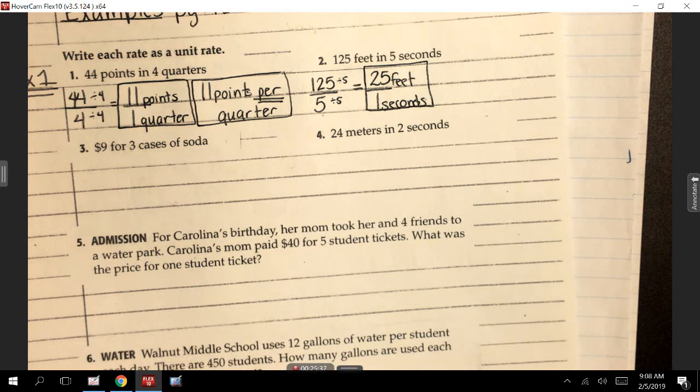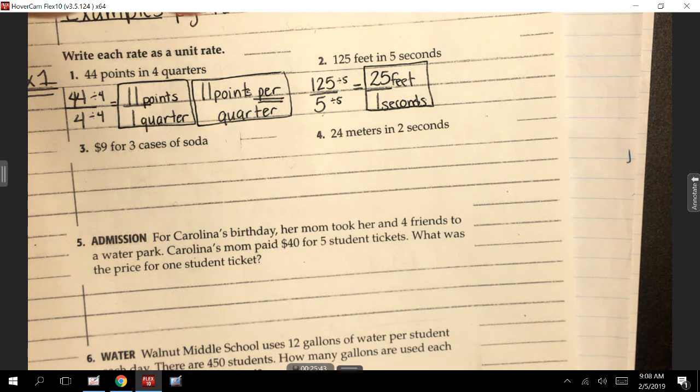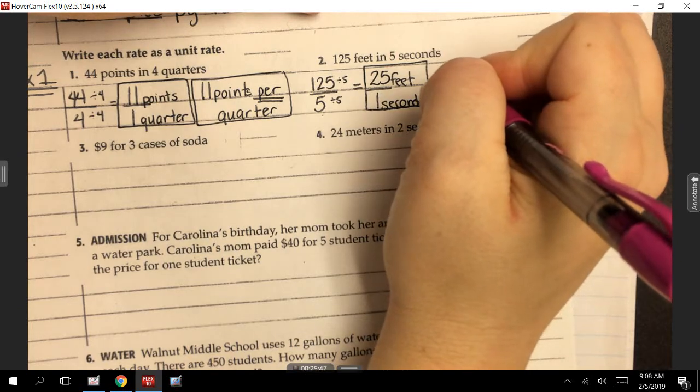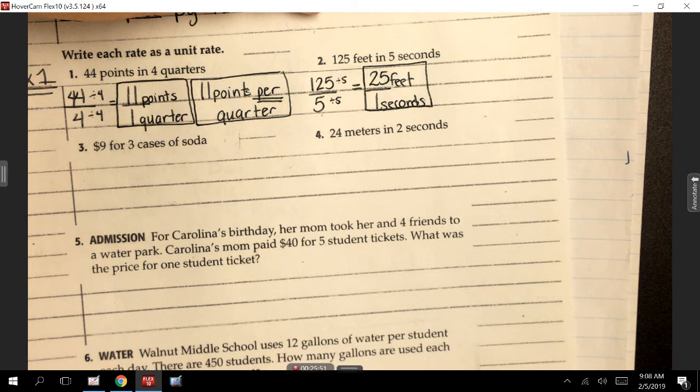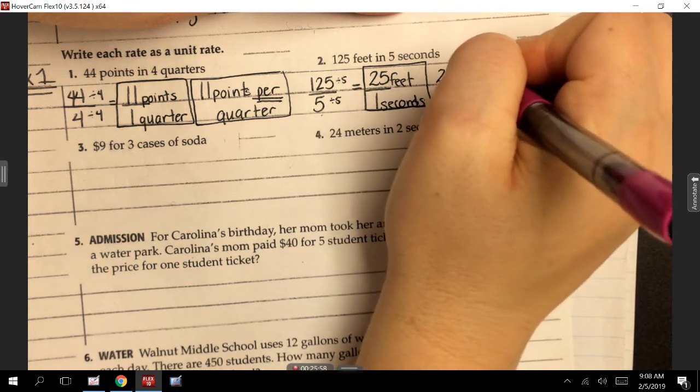Are we okay with that? Yes, Jacob, question? Can you wait until we finish because we only have 4 more problems. Okay. Can you give me my sentence there real quick that goes with that? In 1 second. Look at how we did the other one. 25 feet per second. 25 feet per second. All right.